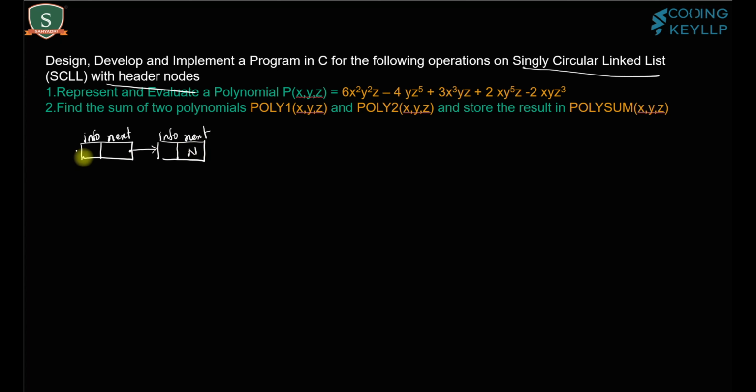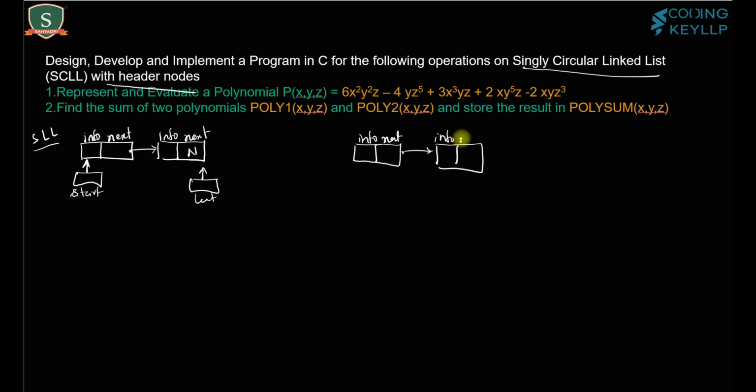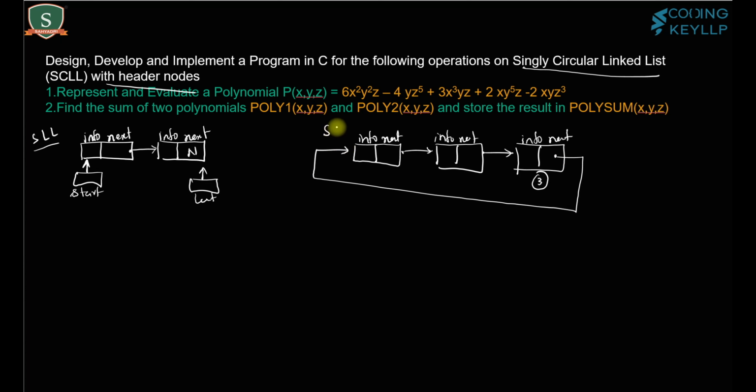And last node contains the null, and there will be two pointers that will be pointing to the first node and the last node. So this is singly linked list. When it comes to circular singly linked list, the node contains information and next field that would be pointing out to the next node, and next node contains the information and next field, and next contains the address of the following node that contains information and next.